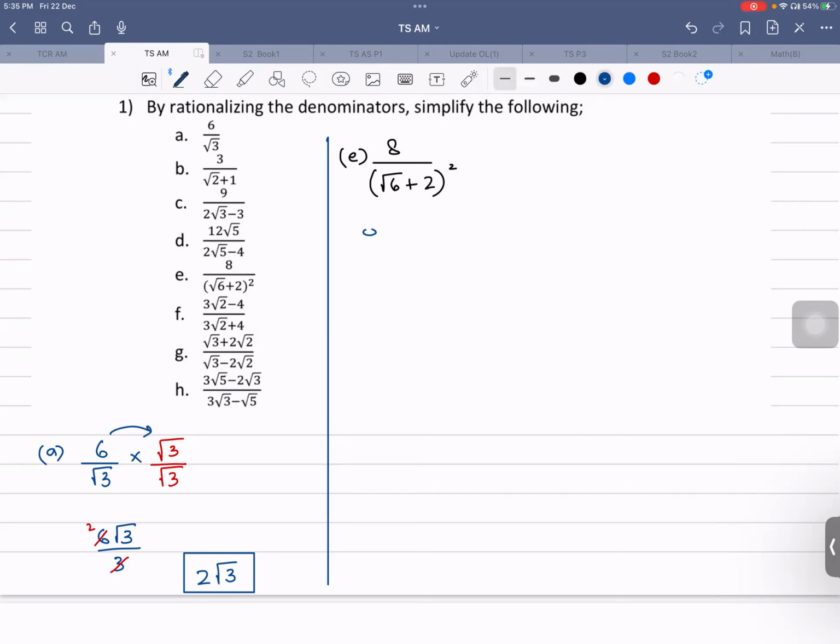A plus B whole square, which is A square plus 2ab, 2 times square root 6 times 2 will become 4 square root 6, plus b square, which will be 4. So 8 upon 10 plus 4 root 6. Should I rationalize now?